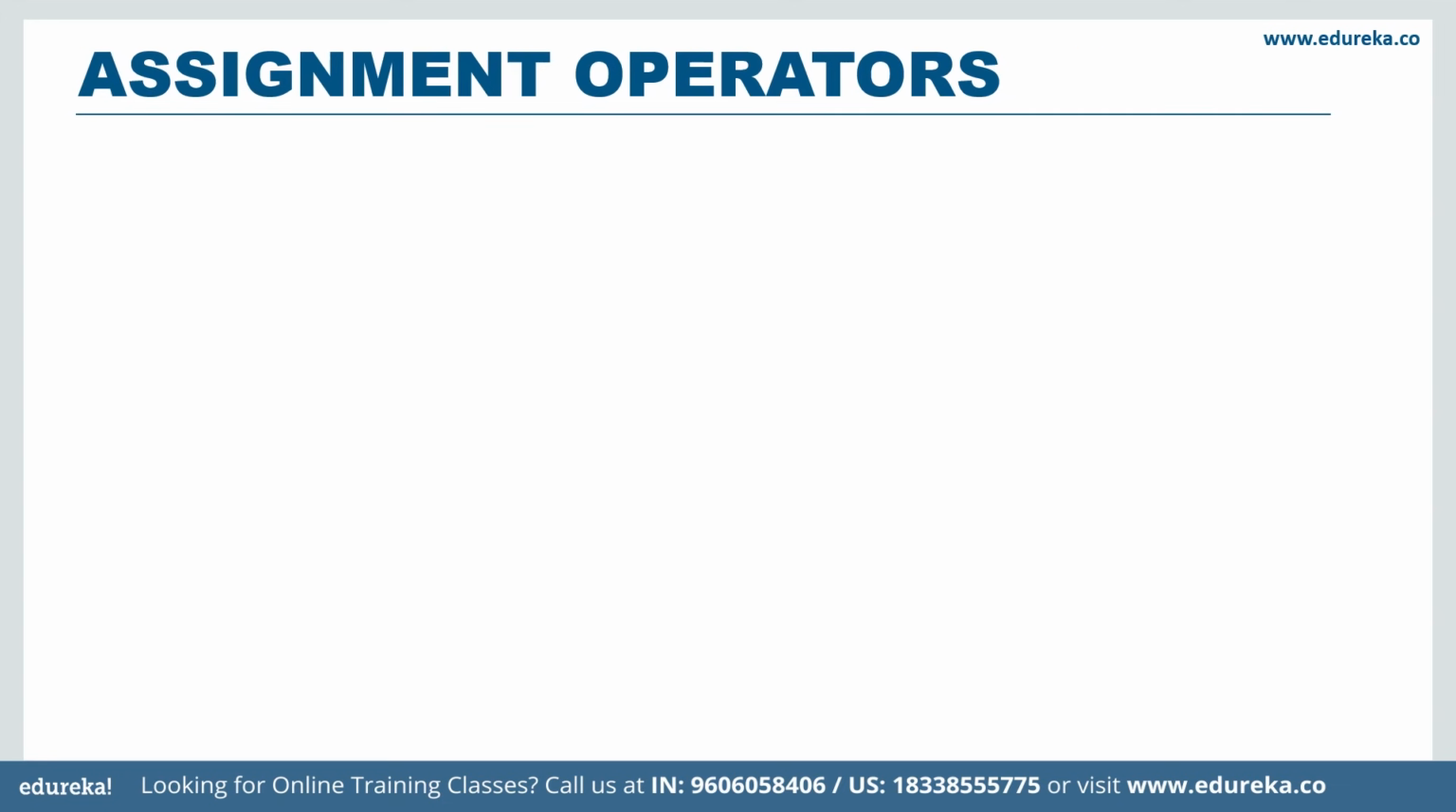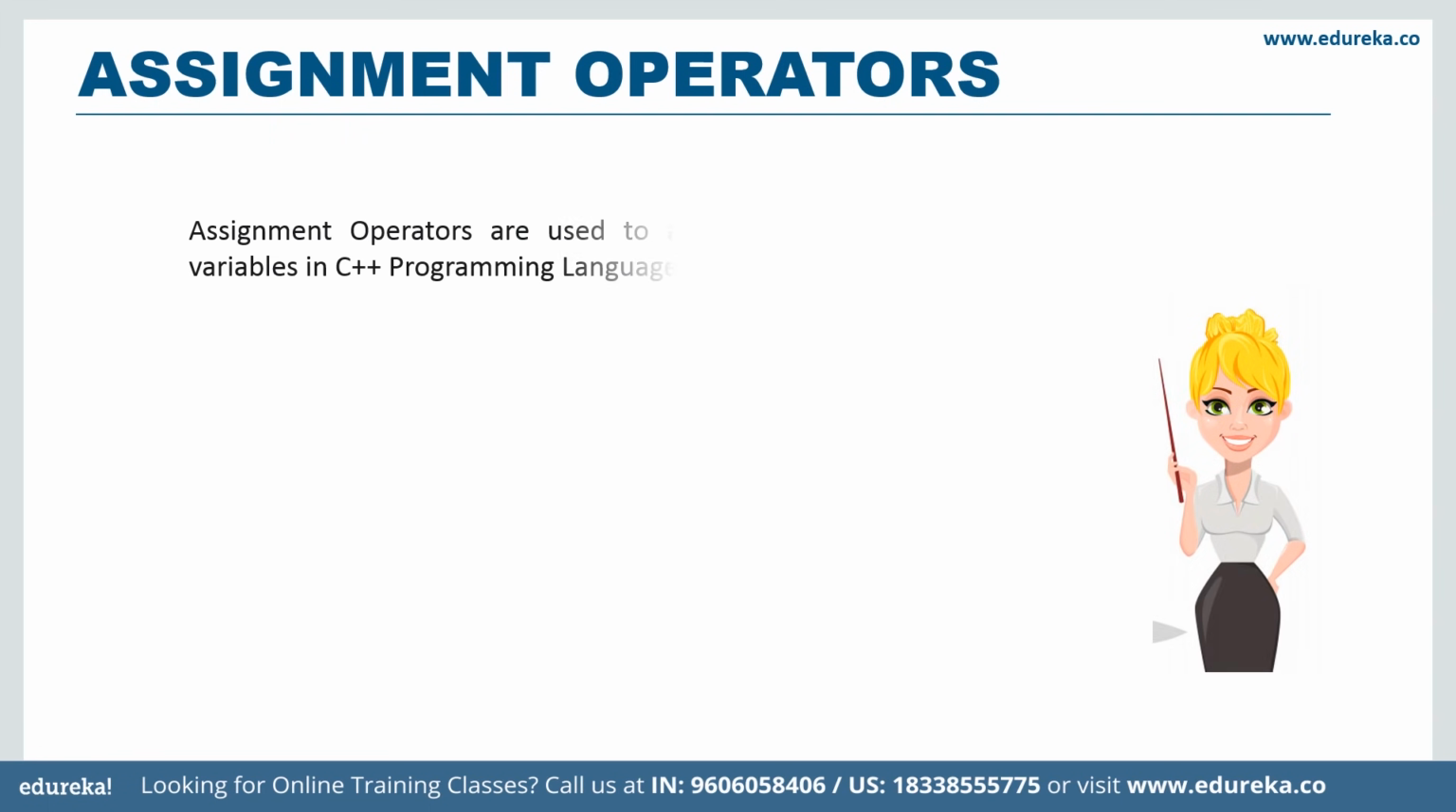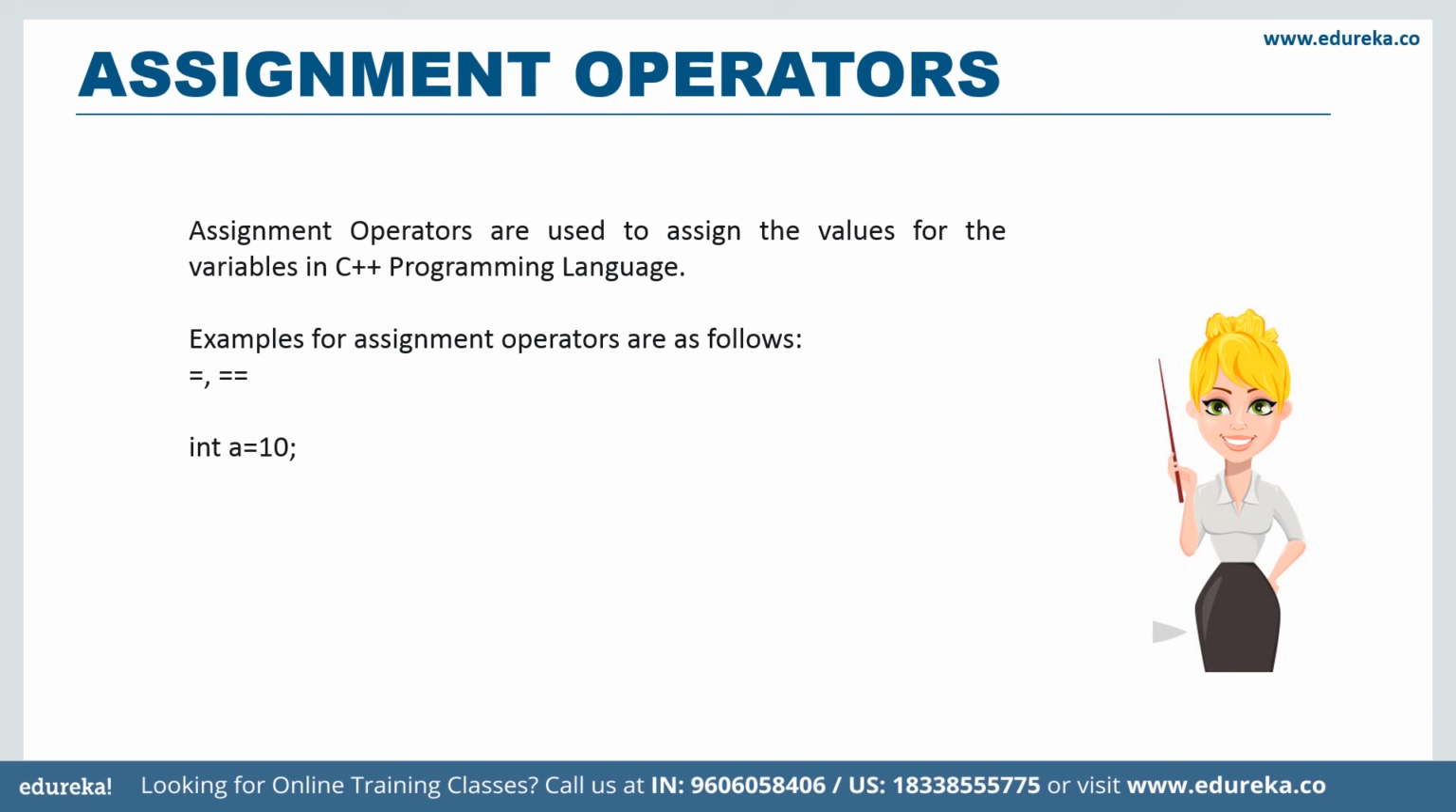Now let's move on to the assignment operators. The assignment operator in C++ is used to assign values to a particular variable. For example, equals to and double equals to. int a = 10 is a simple example of an assignment operator.